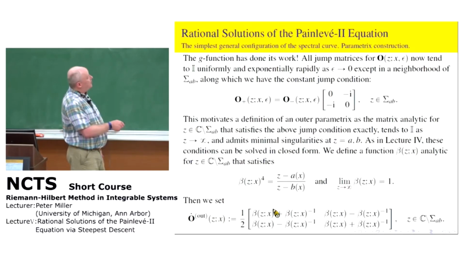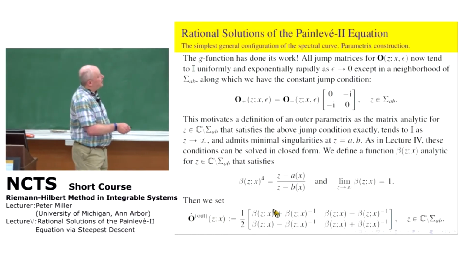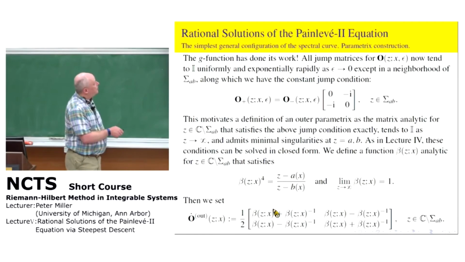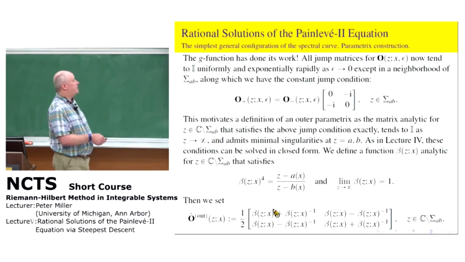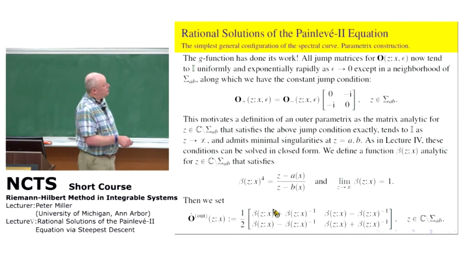So this motivates that we should define an outer parametrix, just like we did in lecture 4. So we're going to solve these jump conditions in closed form. We'll define a function, now I'm going to call it beta of z, x, that's analytic away from that dashed curve between A and B, and its fourth power should be z minus A divided by z minus B, and it should tend to 1 at infinity.